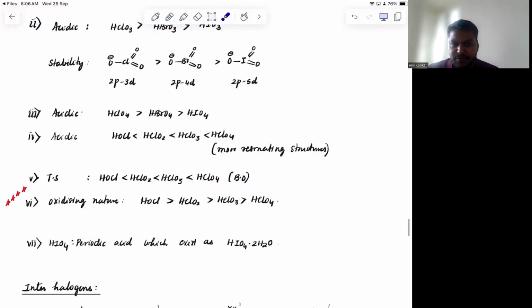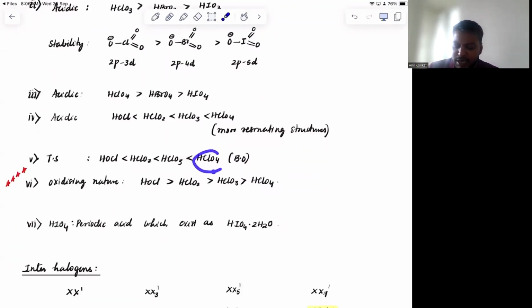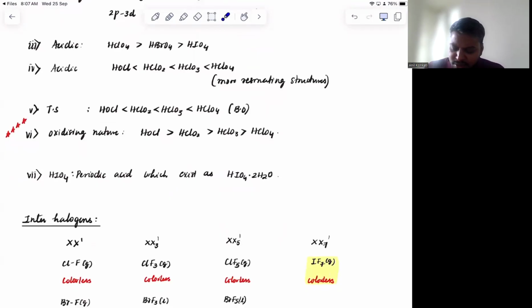But at the same time, the bond order is highest in the case of ClO4, and that also makes it thermally stable. So HClO4 is thermally more stable as well. Keep that in mind. Next, oxidizing nature: HOCl, HClO2, HClO3, and HClO4 will decrease down the series. It is because these are very stable ions, so they can release H plus more easily, but not nascent oxygen. Nascent oxygen wise, HOCl will release better as compared to HClO2, HClO3, and HClO4.